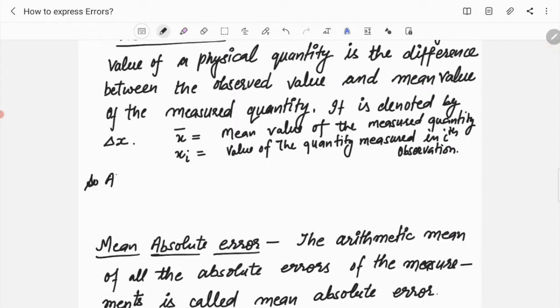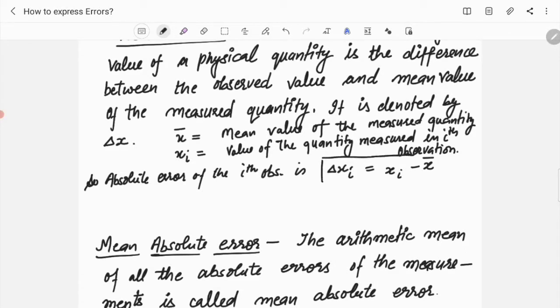So the absolute error of the ith observation is delta xi equal to xi minus x bar. This is the relation for the absolute error.